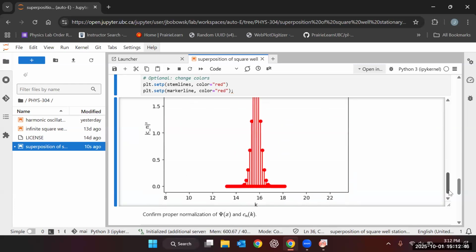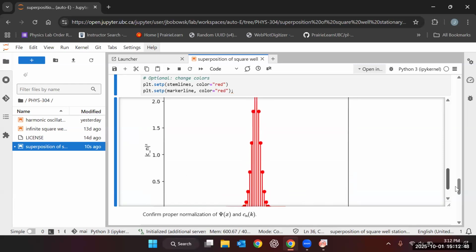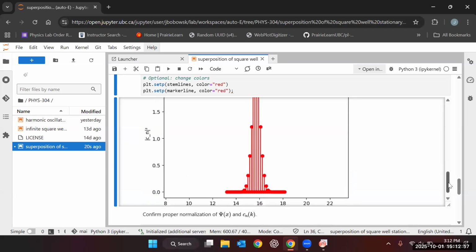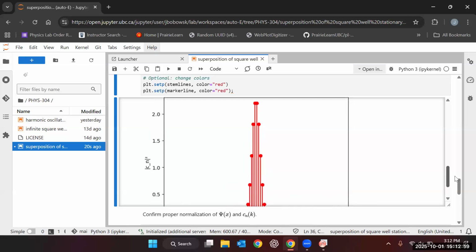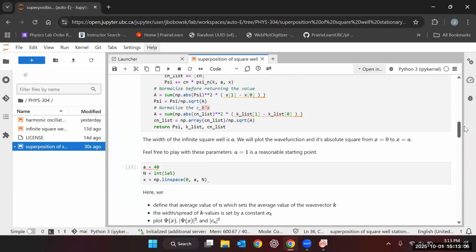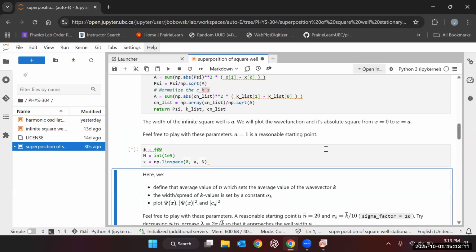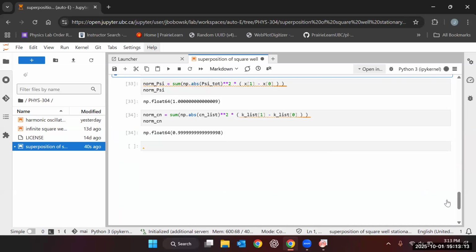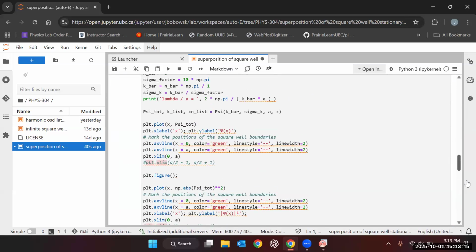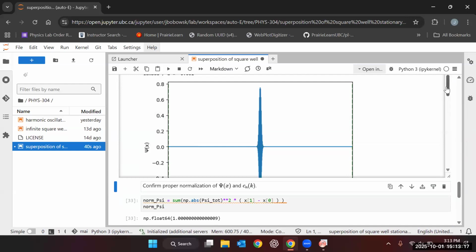And now here's our C values, or the phi that we wrote down in Griffiths' notation. And this is starting to take that Gaussian shape. And now we can see there's maybe a dozen modes or something that are contributing. Let me make one more change here. I'm going to go to 400. And we should get a very narrow packet sitting inside of a big well.